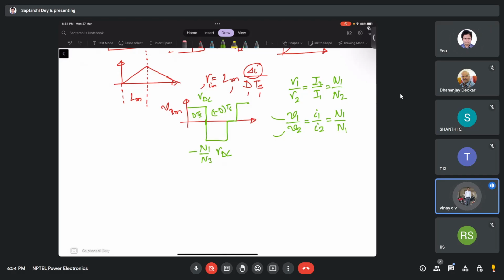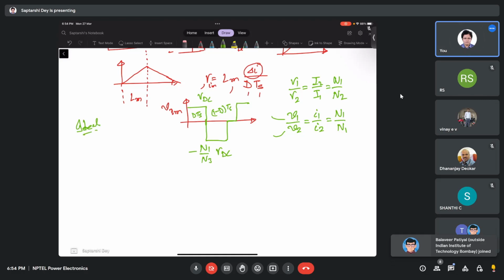And sir, in case of inverters, is there any effect from switching? If we increase the switching frequency, what is the effect on the output and the input voltage, sir? Is there any effect from switching frequency? Ideally speaking, no.